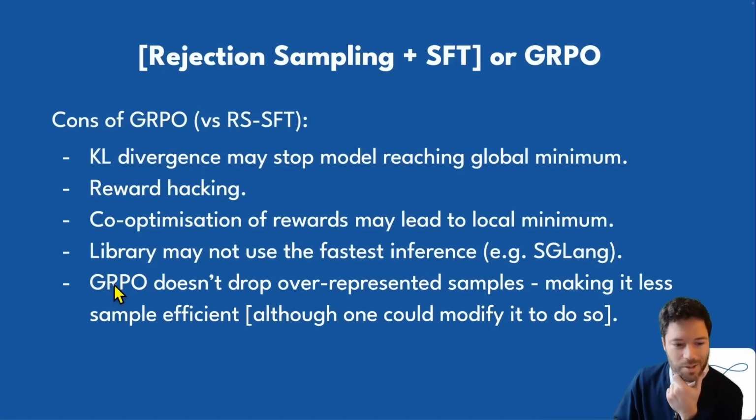And then the last point here, GRPO doesn't drop overrepresented samples. So GRPO is quite sample inefficient. Unless you build into GRPO to drop samples or groups of samples where there's little information or diversity, then you're going to be backpropagating needlessly and just wasting compute. Now, this is an improvement you can make, but in the naive form, GRPO is going to be inefficient for this reason here. Okay, so that rounds up this comparison of SFT versus GRPO.